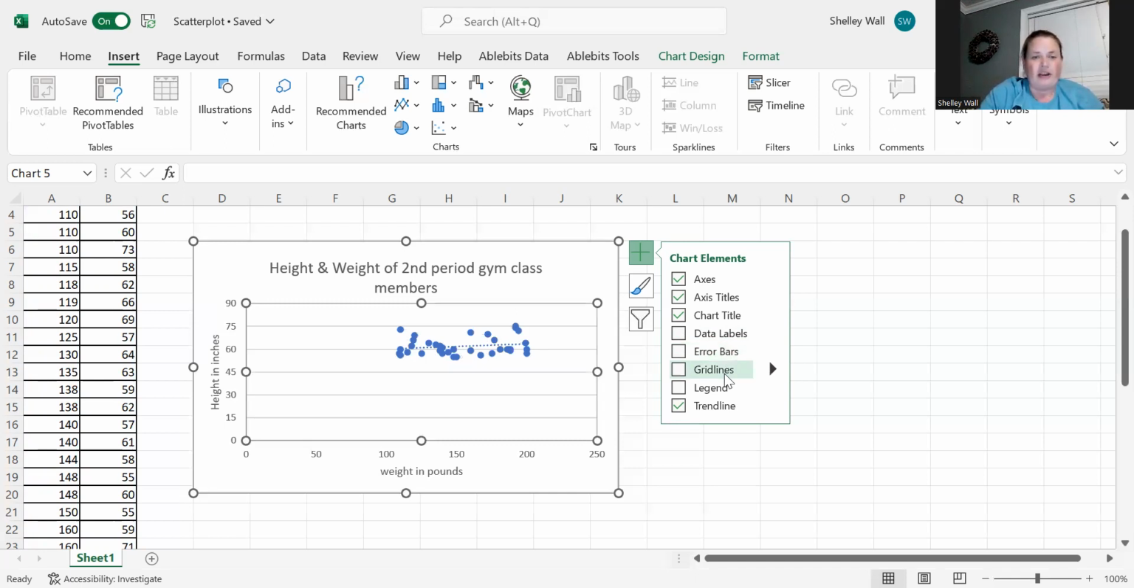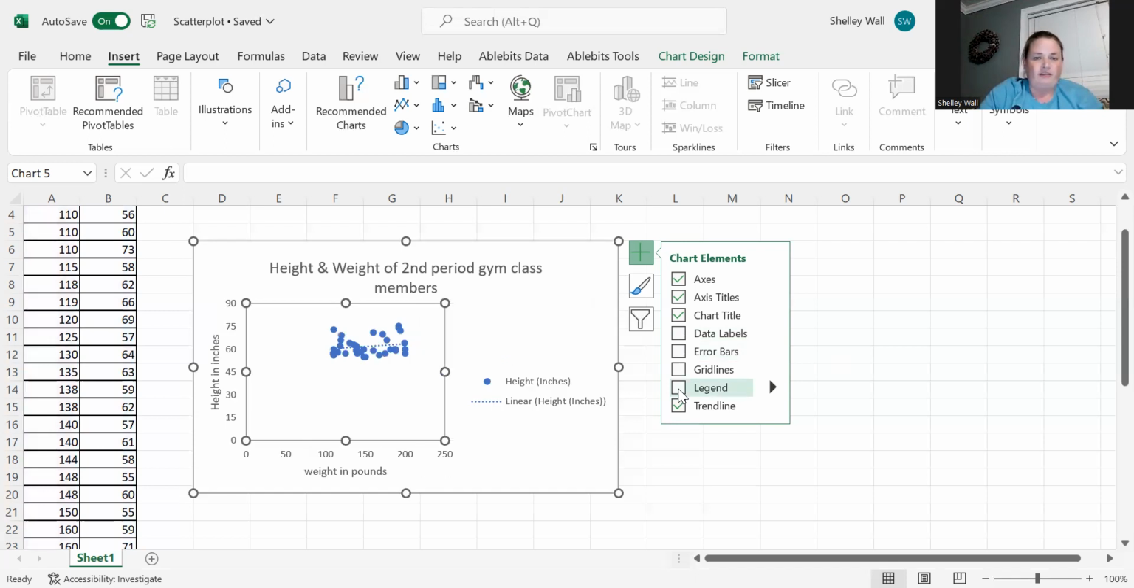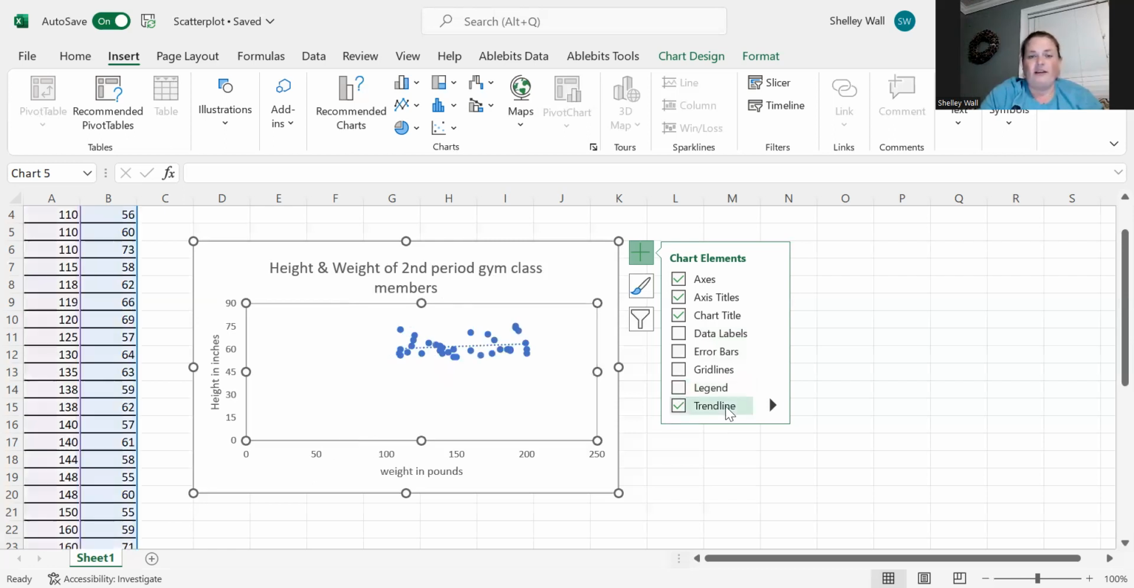When the chart was first created, it had grid lines, but I went through and removed the grid lines so it's easier to see. I could have inserted a legend here, but this was pretty simple, so it really didn't necessarily need one. And then you can see I added my trend line, so you can kind of look at the trend, which makes sense. In most cases, as the height in inches went up, so did the weight in pounds.